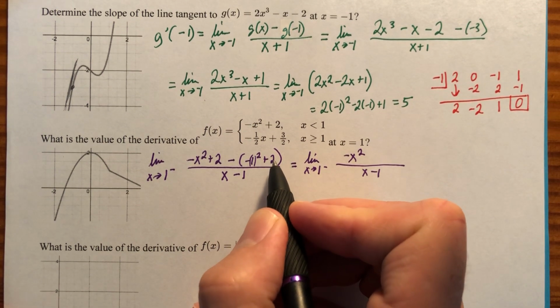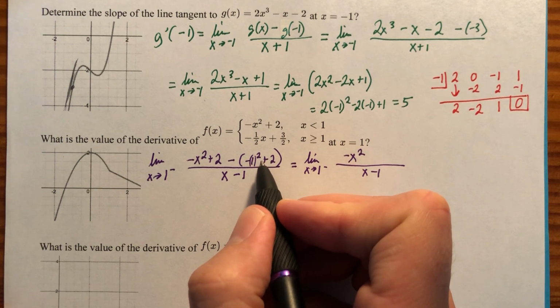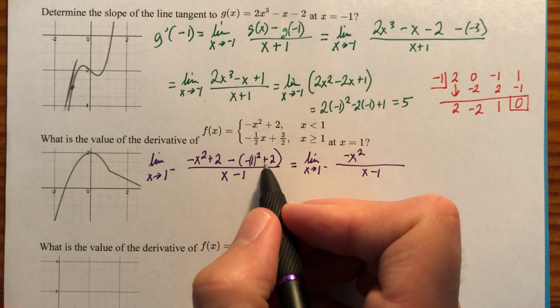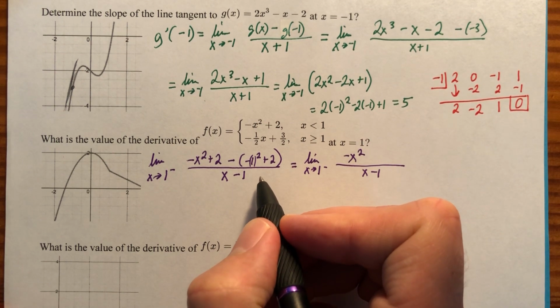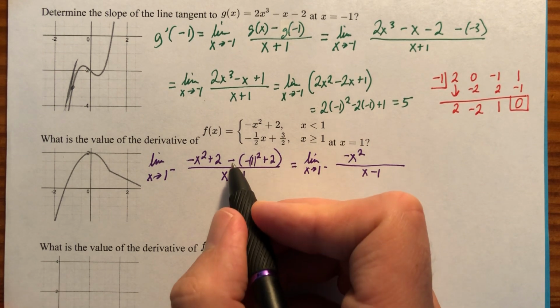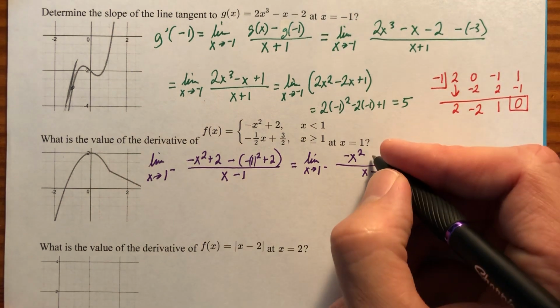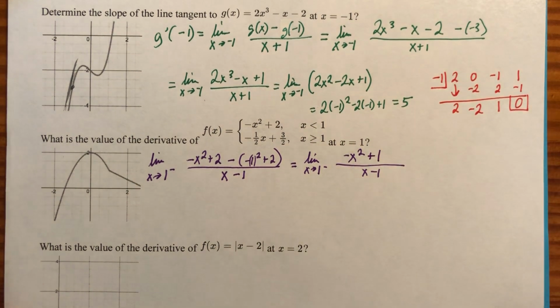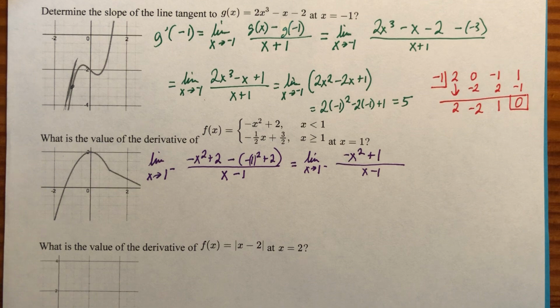-1 plus 2 is 1. So I have 1. I am subtracting 1. And that gives me 2 minus 1, so plus 1. There we go. That's what we have. We're going to continue doing this.